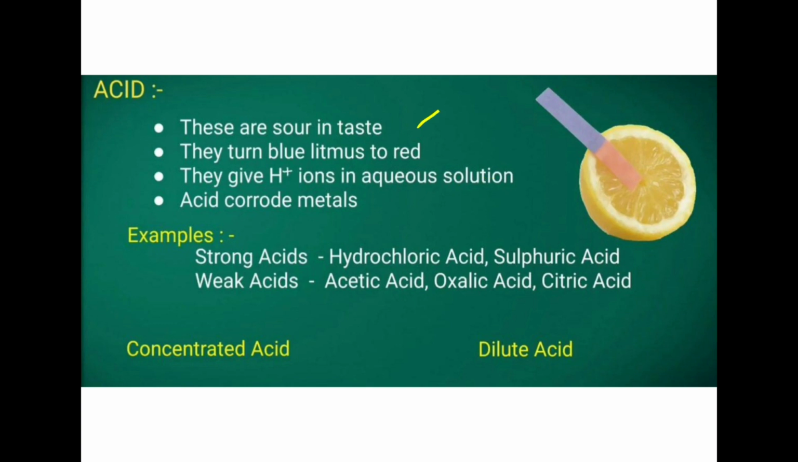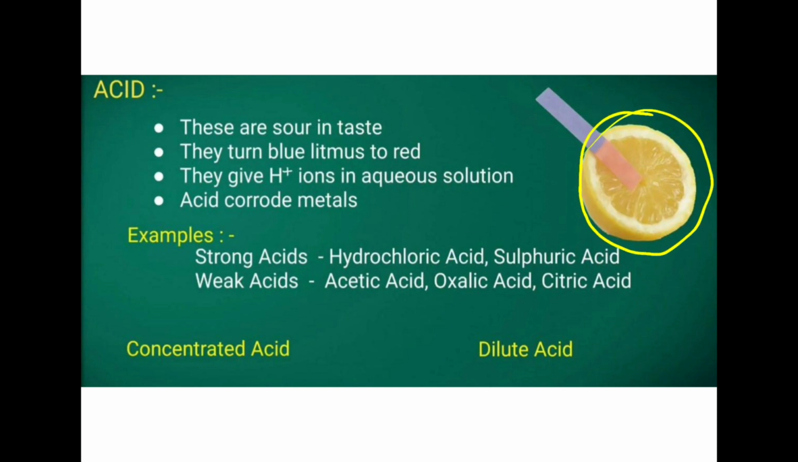First one, sour in taste, then they will change blue litmus to red. Then in aqueous solution they will release H plus ions, and they corrode metals. The acids will corrode metals because they are reactive towards the metals. Then here is an example of strong acids and weak acids. Hydrochloric acid (HCl) and sulfuric acid are the strong acids. Acetic acid, oxalic acid and citric acid are weak acids.